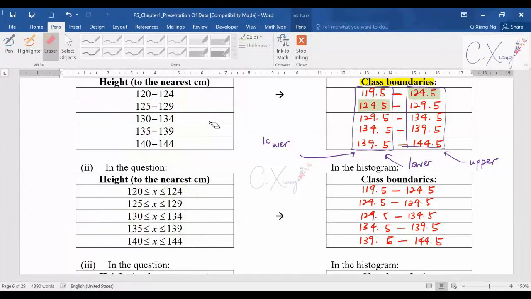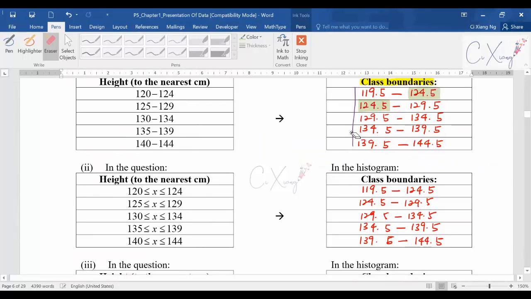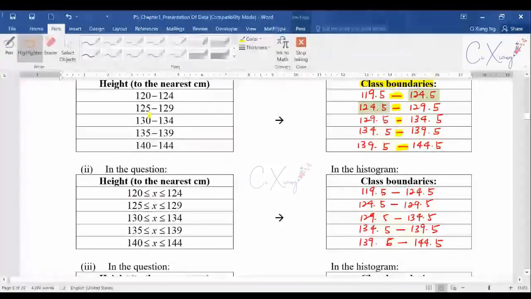So you will see that when I try to write out my class boundary here, I use a very simple symbol. I just use the symbol like this only, 119.5 to 124.5. No matter what kind of symbol the original value gives me, I just write the simple one.